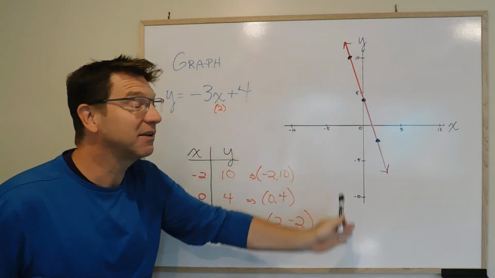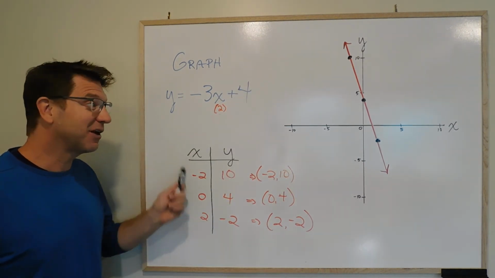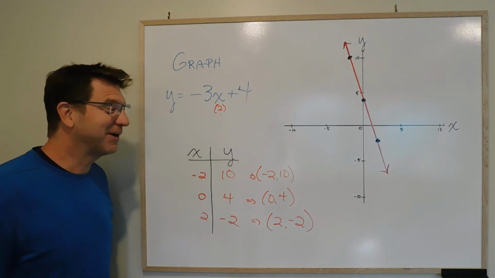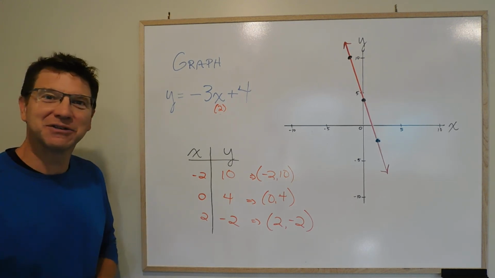So it will create the same line no matter what points you pick for x. You don't have to pick the same points I picked. Having said that, negative 2, 0, and 2 are great numbers to pick because they work really well most of the time. I hope that makes sense, and we'll see you at the next video.